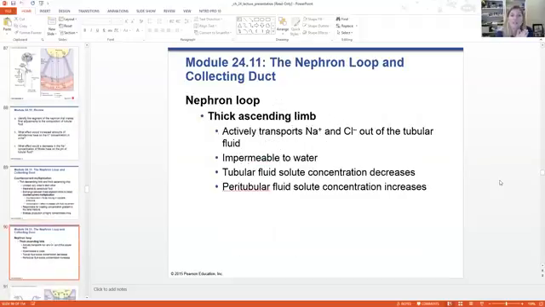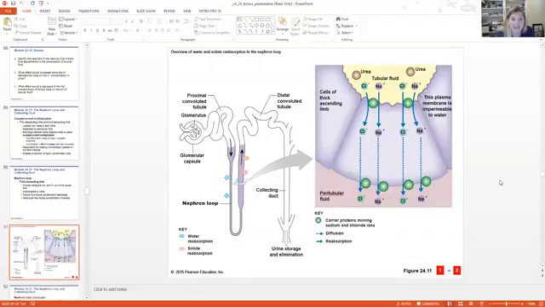So the thick ascending limb is actively transporting sodium and chloride, those two major ions there, out of the tubular fluid. It's impermeable to water, so water cannot be reabsorbed or secreted on this thick side. The tubular fluid solute concentration is going to decrease, and the peritubular solute concentration increases, which again is going to pull more water out of that thin side.